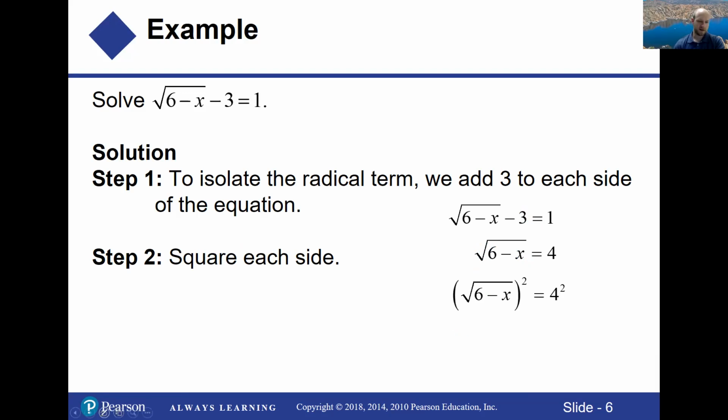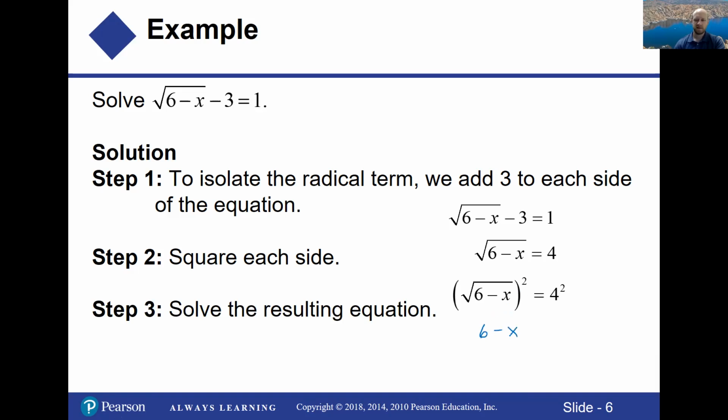And then we're going to solve the resulting equation. So when we square this, we get 6 minus x, right? You square a square root, you just get what's left on the inside. And then 4 squared is 16. And then I just continue, I'm going to solve this. So I subtract 6. These can get a little confusing for people sometimes. But when I subtract 6, I still have a negative x. 6 goes away over here. 16 minus 6 is 10. And then I divide by -1, which just changes the 10 to a -10.